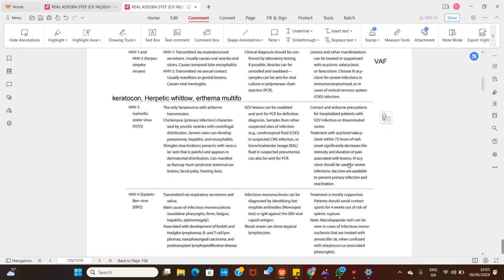So how do you treat? So most of the time, you want to give your antiviral agents.